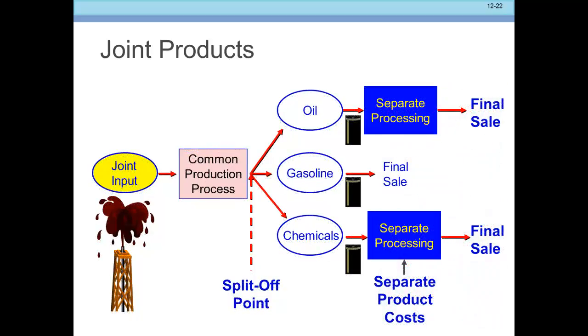The term joint cost is used to describe costs incurred up to the split-off point. Joint costs are common costs incurred to simultaneously produce a variety of end products. These joint costs are not relevant in determining which end products to make because they happen for all the products, so they're not a differential cost.